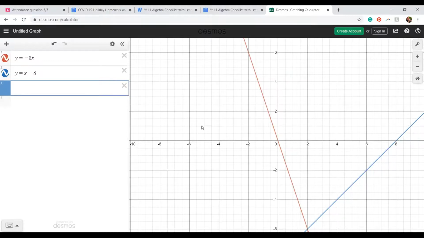Has everyone got something like this on their page? Can someone in chat say whether or not they've got this on their page at the moment? Yeah, okay. And who else? Okay, Logan's good too.